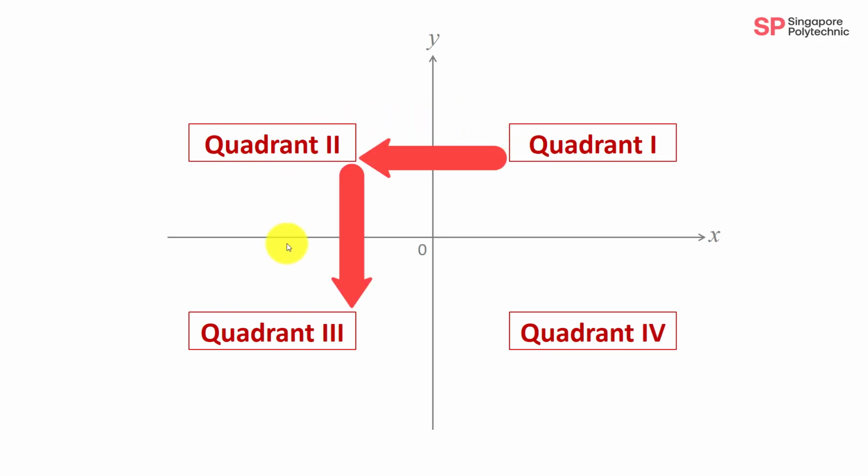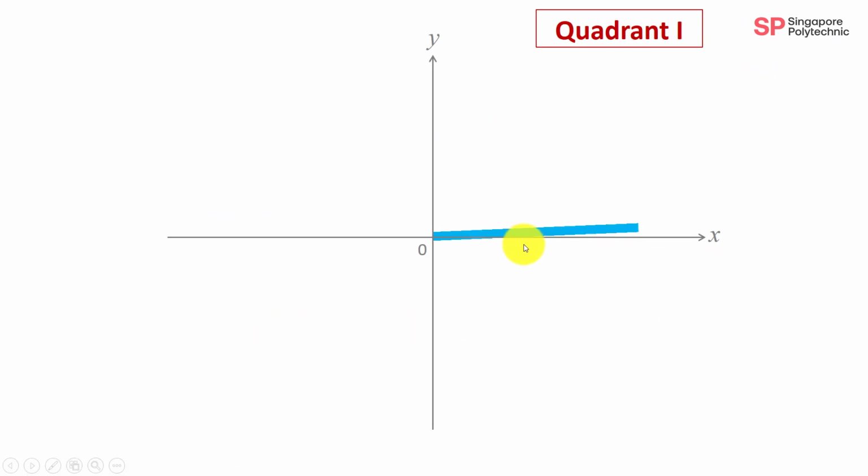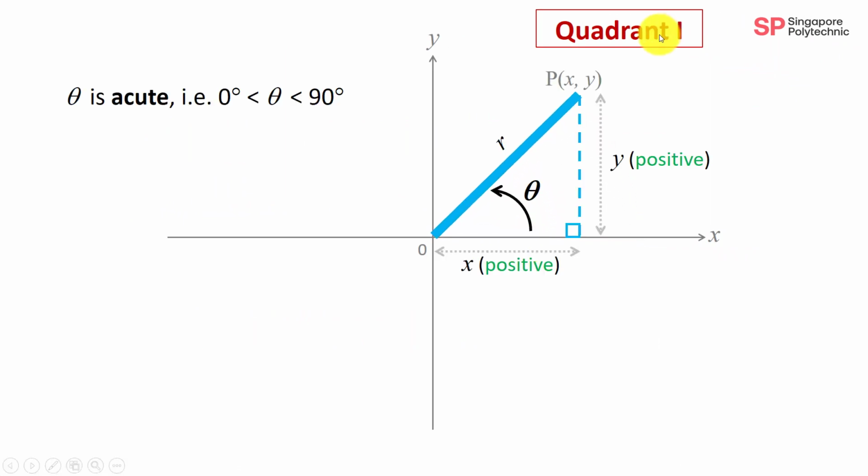Notice that the quadrants move in an anti-clockwise manner. Let's zoom into the angles of each quadrant. In Quadrant 1, the angle theta is acute, which means that theta is between 0 degrees and 90 degrees.